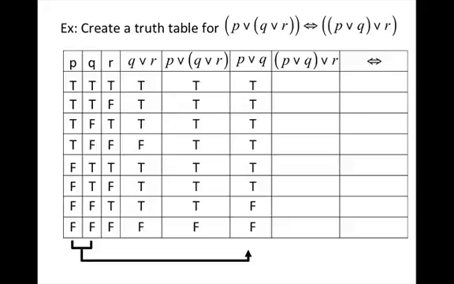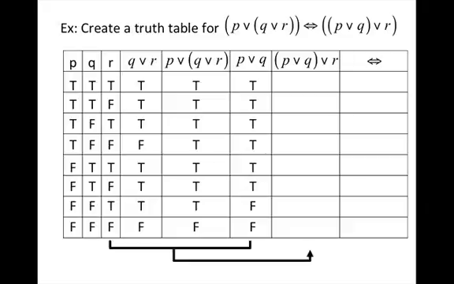Then next, I want P or Q or R. So I compare the column that I just got, the P or Q, to my R column. These are connected with an OR, so find when they're both false. They're both false in the last column. So that means this statement is true everywhere else.